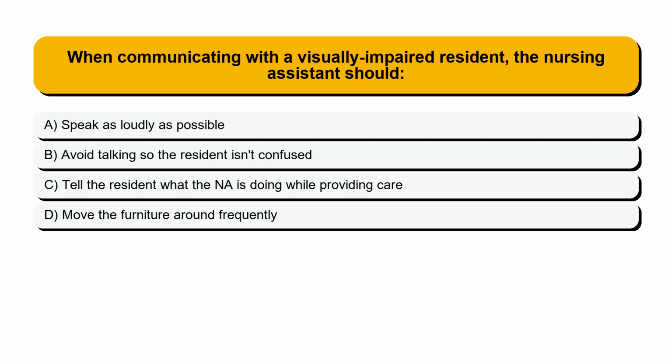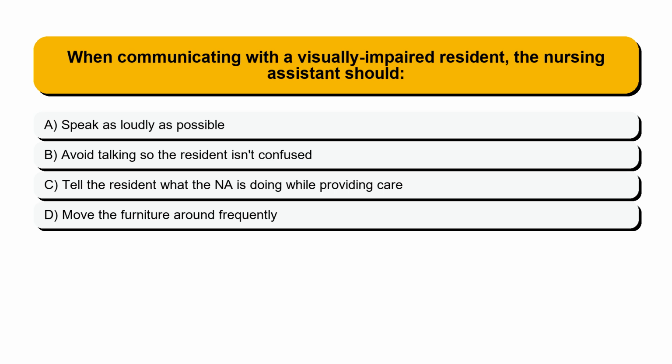Question 21. When communicating with a visually impaired resident, the nursing assistant should. Option A. Speak as loudly as possible. Option B. Avoid talking so the resident isn't confused. Option C. Tell the resident what the NA is doing while providing care.